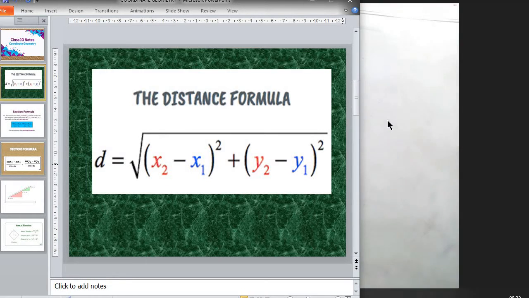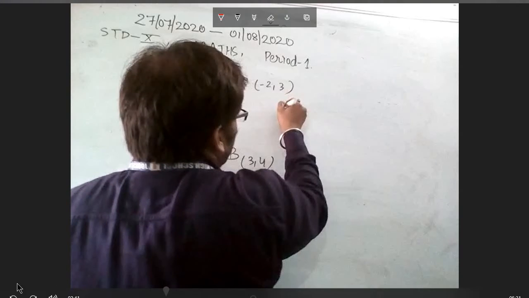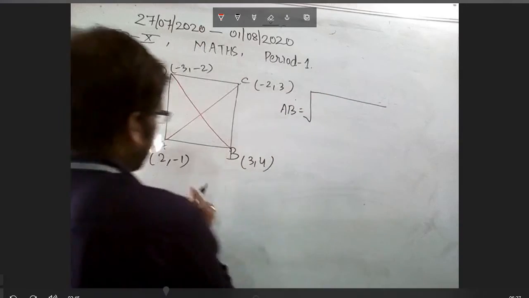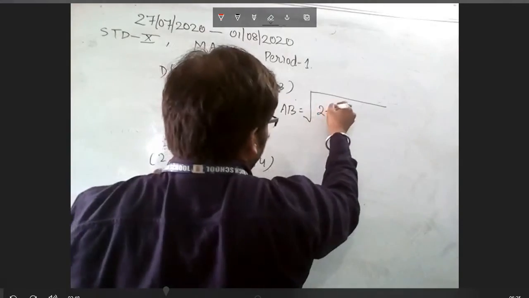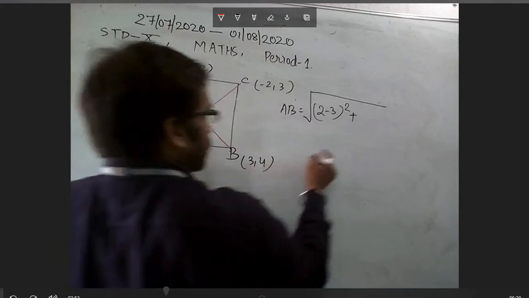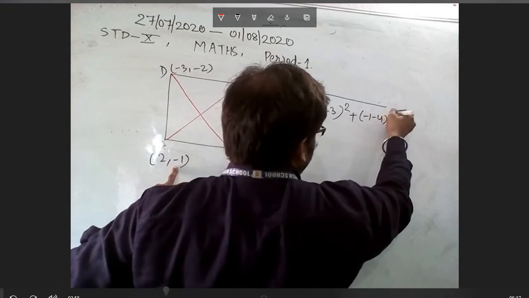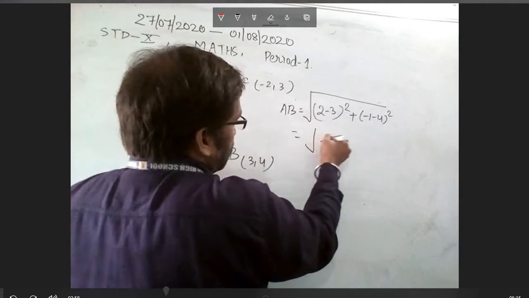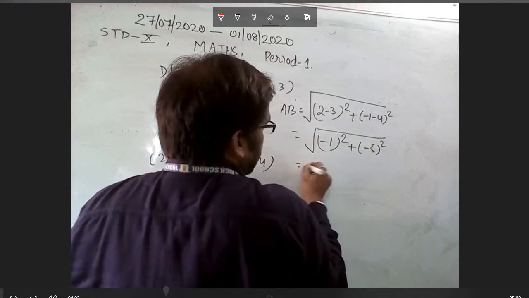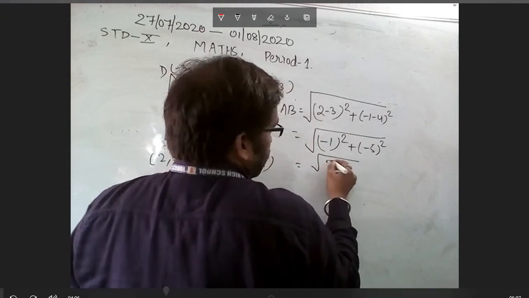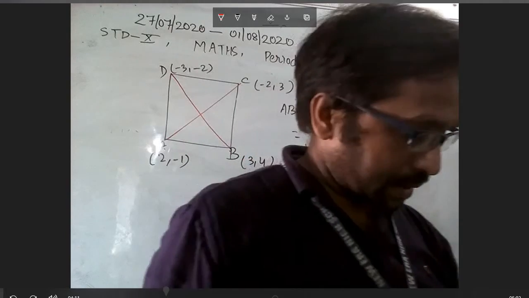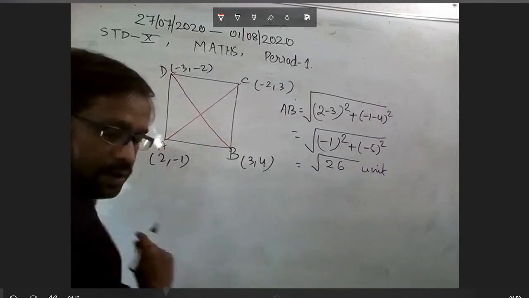See here, the coordinates of A are given, 2 and 3, these are x1 and y1, so that formula will be used here. Then I will subtract the y coordinates, and that sum will come here: 1 square plus 5 square, that is under root 26. I will add, it will become 1 plus 25, that is under root 26 units. That is one length that has come out. What is that length? AB. AB has come out.